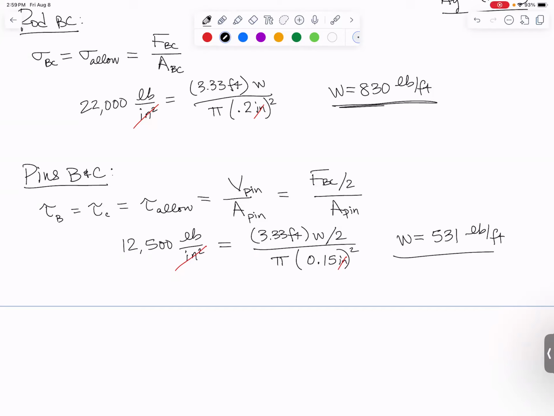Another possible answer. So if W were to reach 830 pounds per foot, our rod will hit its allowable stress. If W hits 531 pounds per foot, then the pins at B and C both hit their allowable stress. I just need to check pin A to finish this problem. What do we know about pin A?